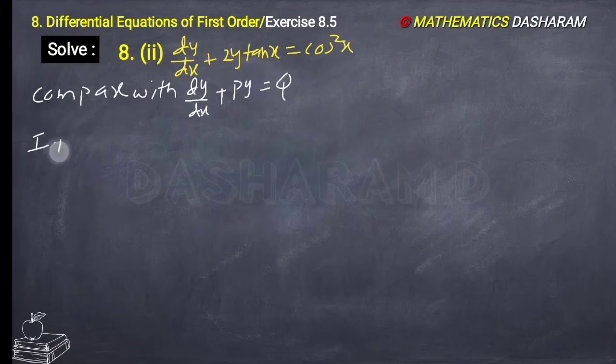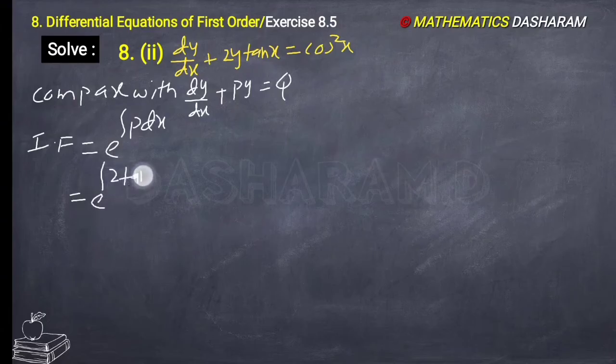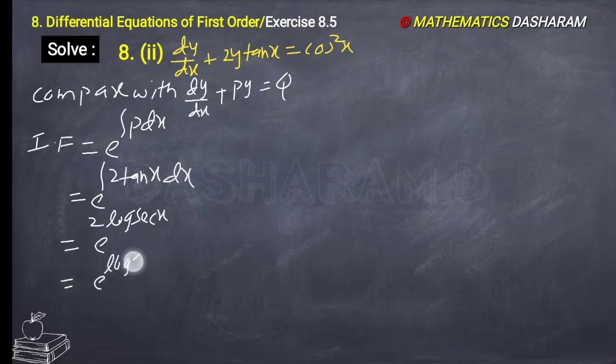So now let's find the integrating factor, e to the power of integration p dx. So e to the power of integration 2 tan x, so e to the power of 2 into log sec x, e to the power of log secant square x. So e and log cancel, and we get secant square x.